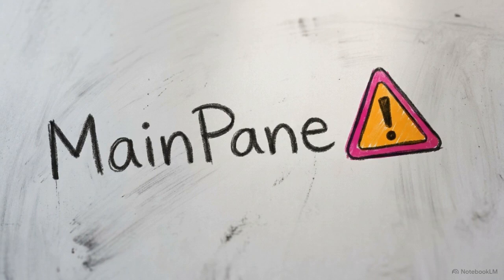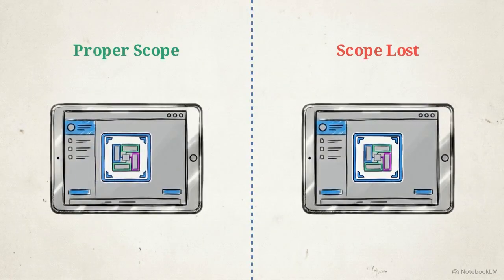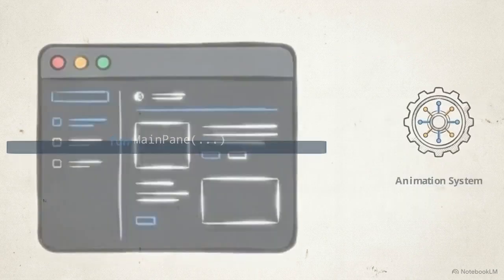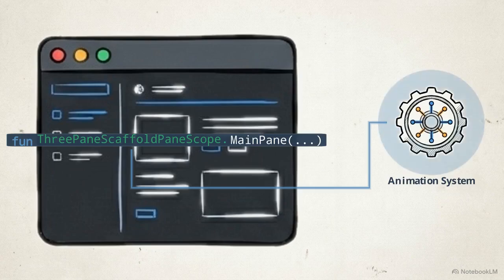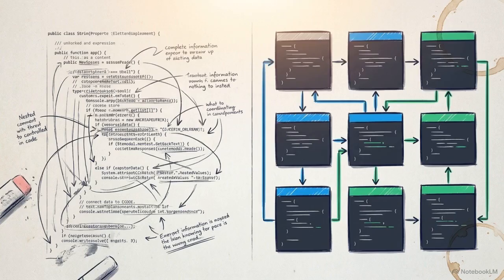When you move that code outside the scaffold's curly braces, you lose direct access to the animated pane features. The default transitions will break. To preserve the animations, apply the 3-pane scaffold pane scope extension to your extracted functions. This links your external components directly back to the scaffold's animation system. Extracting panes this way separates a messy visual prototype from a production-ready, highly testable Compose architecture.